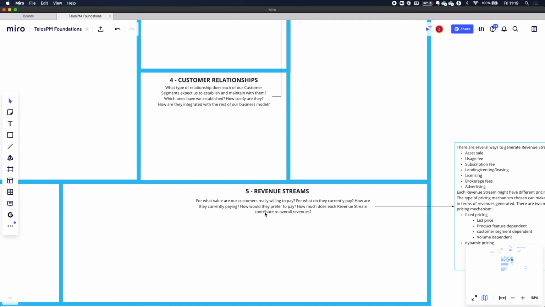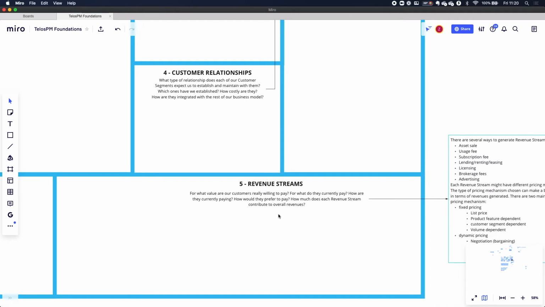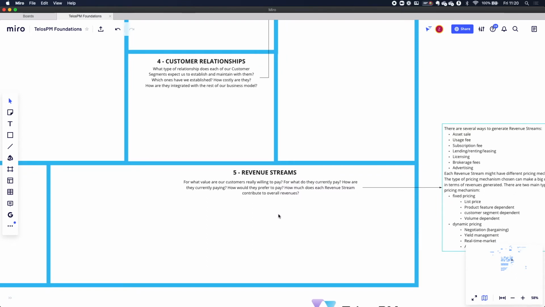The next one is around how would they prefer to pay. So how would they prefer to part with their money or part with their time? And how much does each revenue stream contribute to your overall revenue? So if you've got, say, a subscription price and a per unit or per service price next to your subscription price, you might say, oh okay, well, my subscription price is lower than my per unit, so my per unit is going to make me more money.